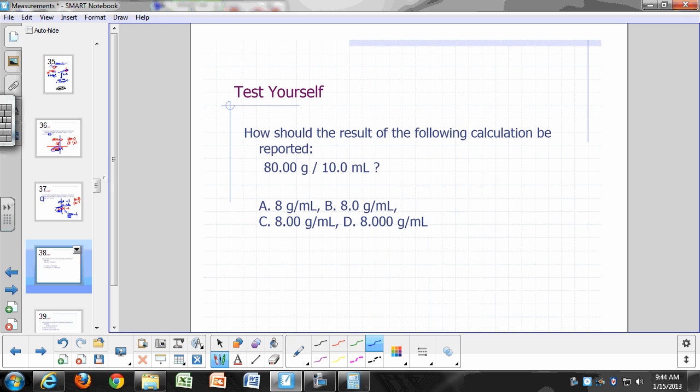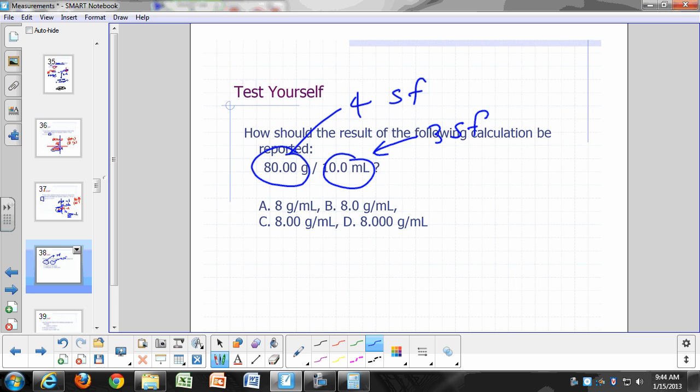Let's apply the rule for multiplication and division. Here we're dividing 80.00 grams divided by 10.0 mils. In this case, since we're dividing, we have to apply the rule for multiplication and division. And in that case, we count sig figs. 80.00 grams has 4 sig figs. And 10.0 mils has 3 sig figs. So the answer should have 3 sig figs, the fewer number of sig figs.